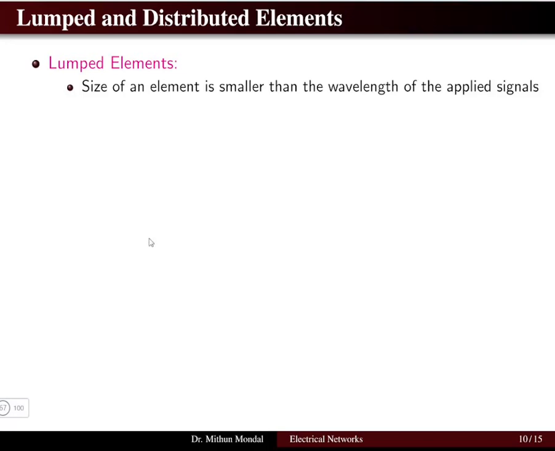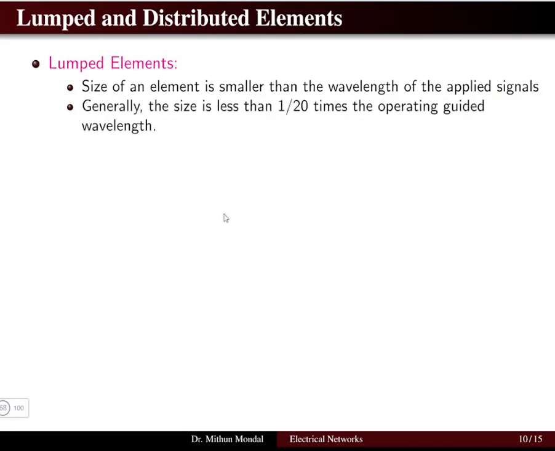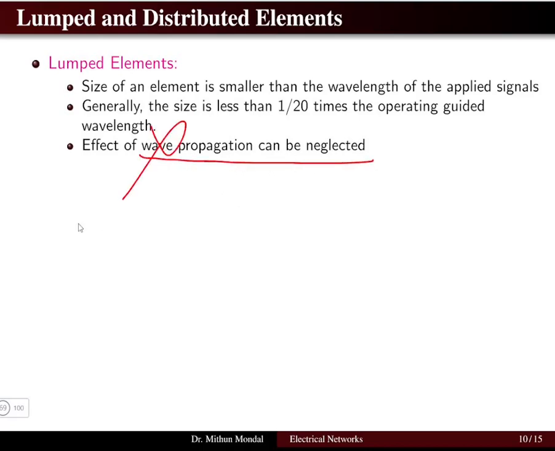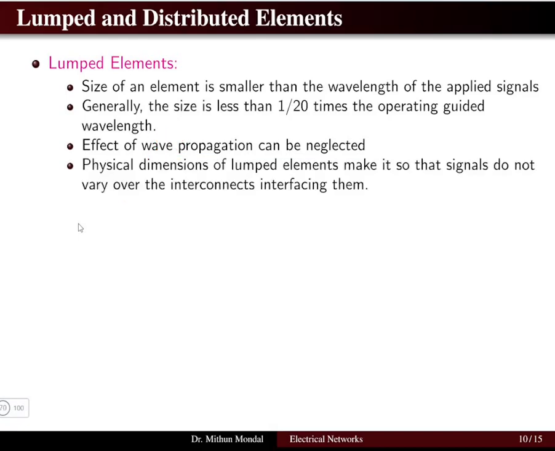So see first the difference of the lumped element. If the size of an element is smaller than the wavelength of the applied signal, those elements are known as lumped elements. Generally, the size is less than 1 by 20 times the operating guided wavelength. So if the size is less than 1 by 20 times the wavelength of the applied signal, then that is known as a lumped element. The effect of wave propagation can be neglected, so we do not take the effect of wave propagation into account in a lumped element.